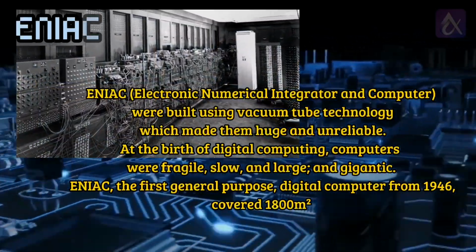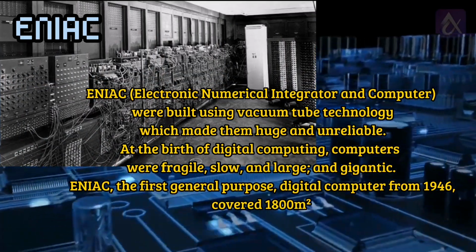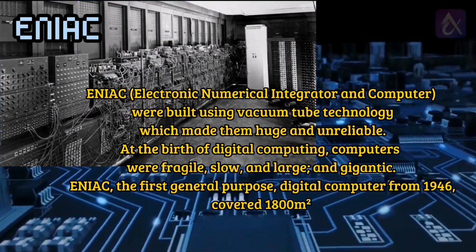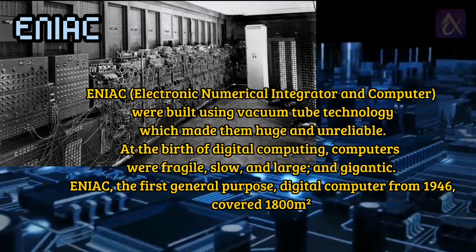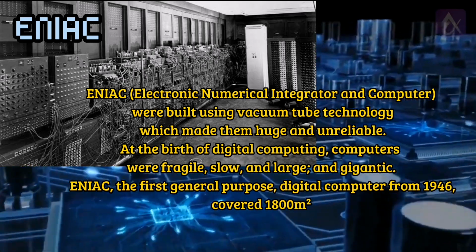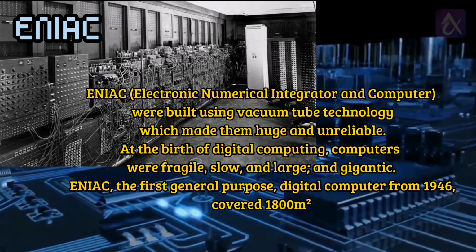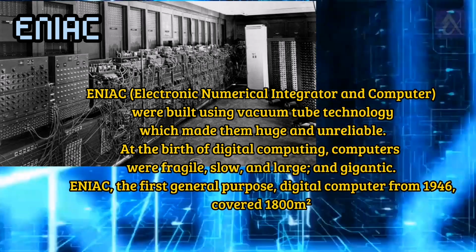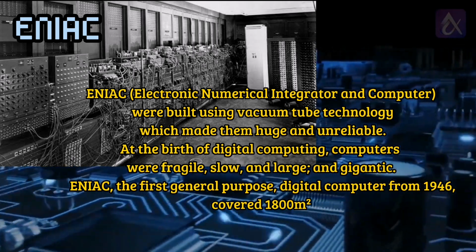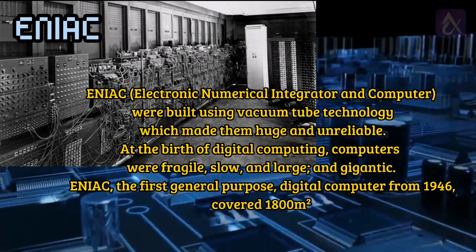Next is the ENIAC, or Electronic Numerical Integrator and Computer. Early computers were built using vacuum tube technology, which made them huge and unreliable at the birth of digital computing. Computers were fragile, slow, and gigantic. ENIAC, the first general-purpose digital computer from 1946, covered 1,800 square meters.